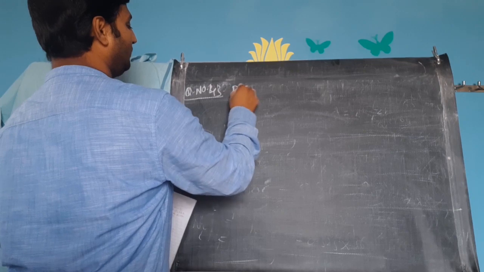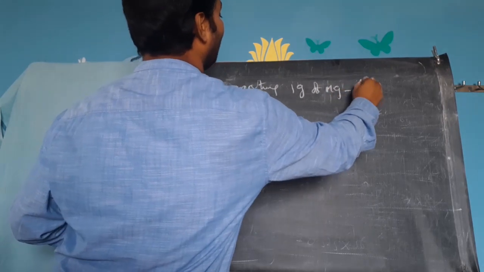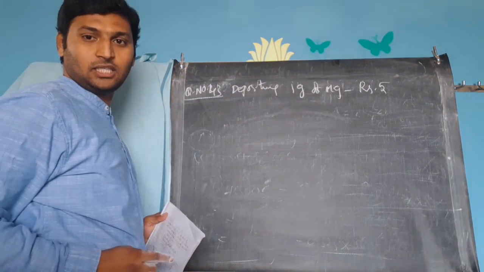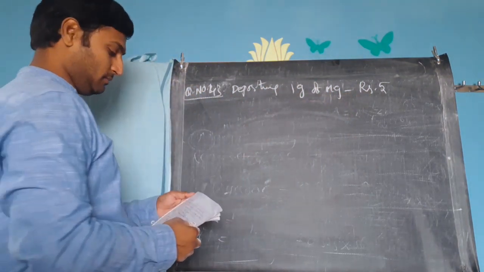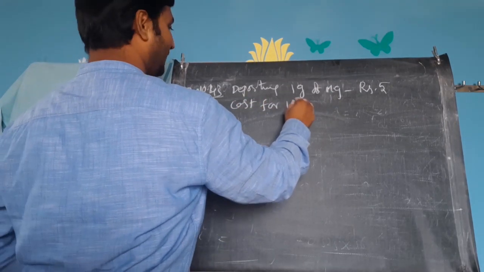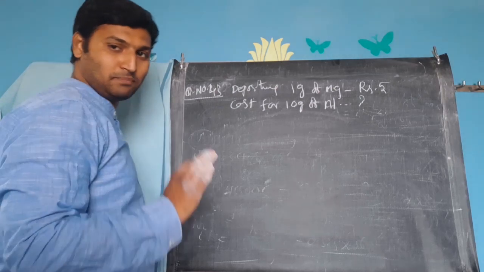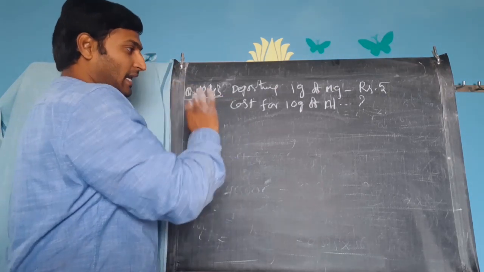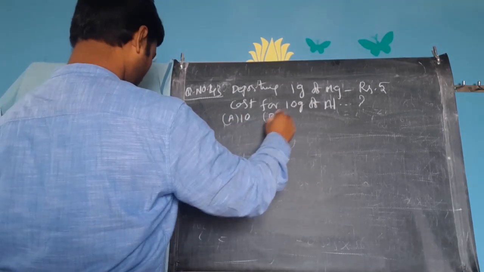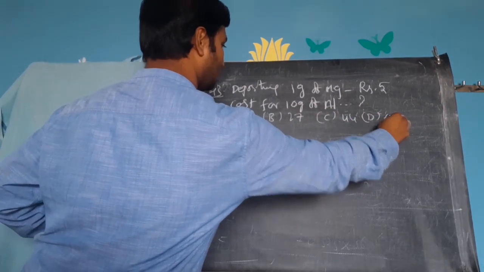See, for depositing 1 gram of magnesium, it takes electricity worth 5 rupees, it seems. Then, what will be the cost for 10 grams of aluminium? Now simple. Let us answer the question. The options he has given you are 10 rupees, 27 rupees, 44 rupees and 67 rupees.